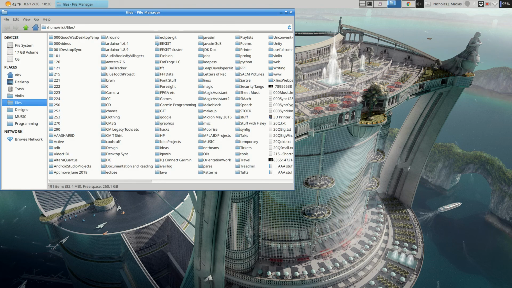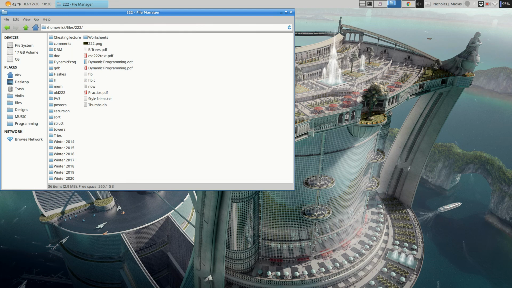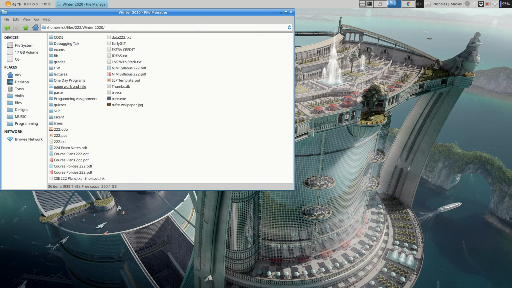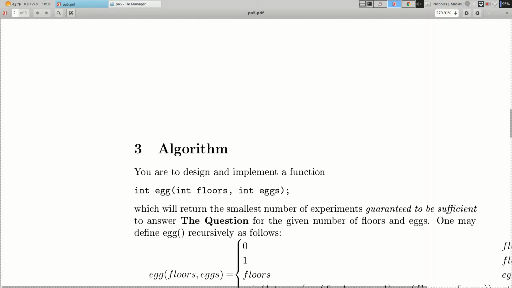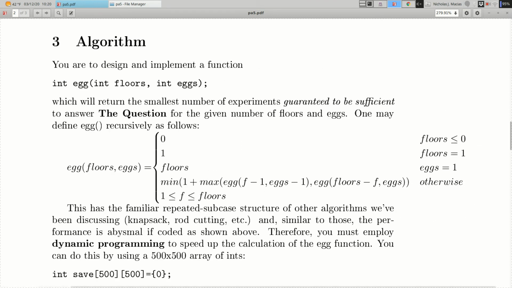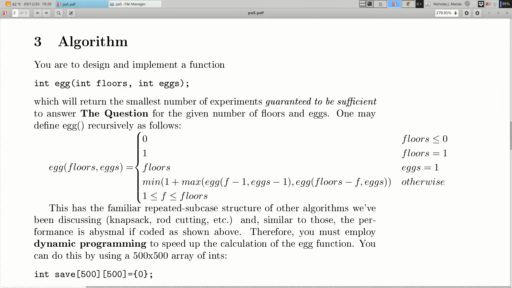And so let me just pull up the assignment and look at this algorithm once more. So your function that you're writing is egg, floors comma eggs. Some people used A comma B, and then partway through the code switched which one was floors and which one was eggs, right? So it's usually helpful to use more meaningful names like floors and eggs.